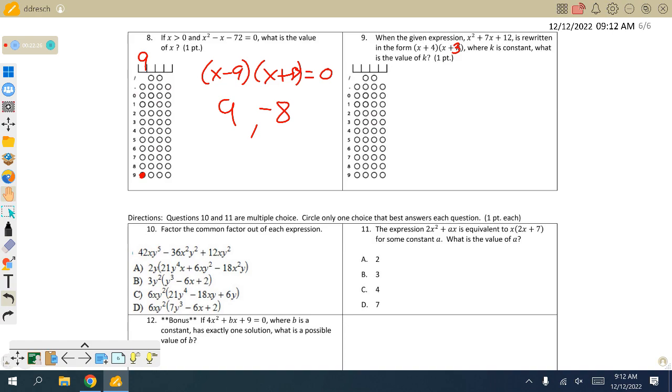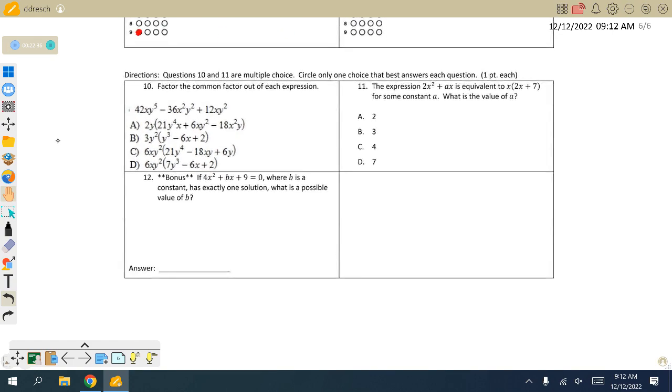If you distribute it on through, that's how you get a 7. 3 plus 4 is 7. So you should have bubbled in a 3 there. Down to your multiple choice. Number 10, the GCF was letter D. That was fine. And then also number 11, that was fine. I know it seems like it should be a simple question there.